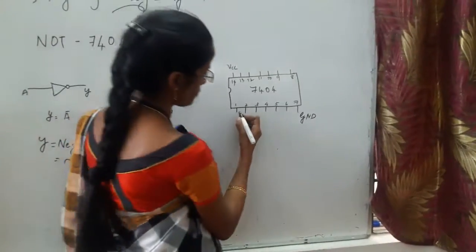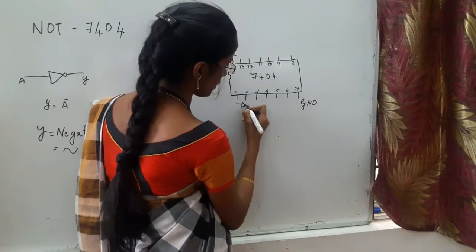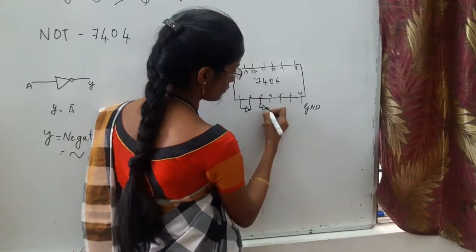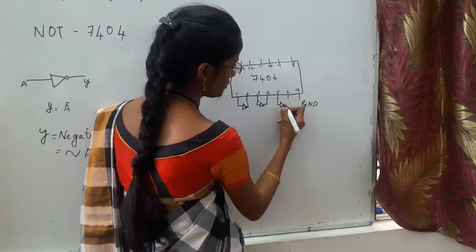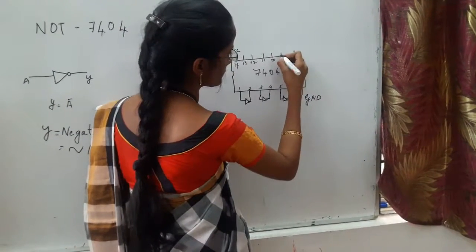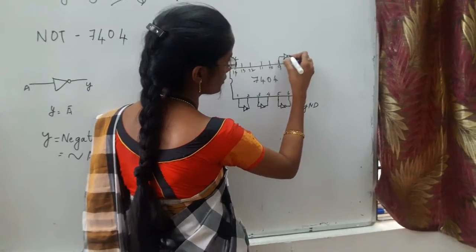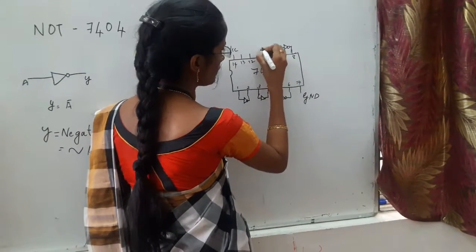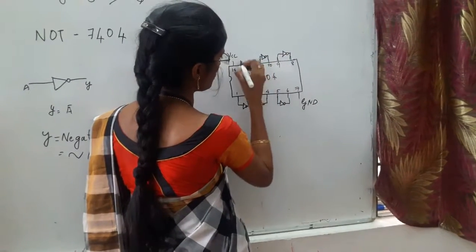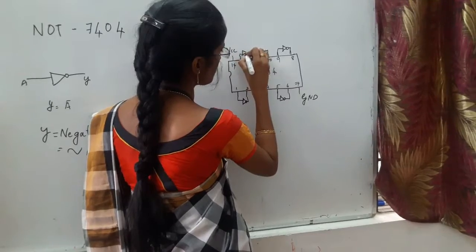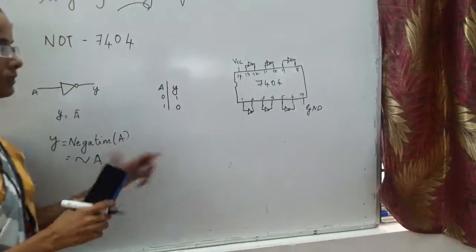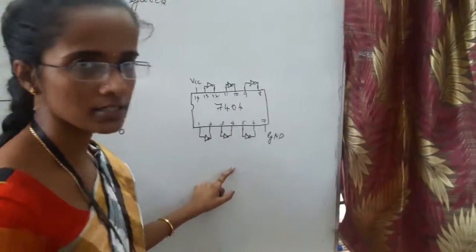So here 1 is the input, 2 is the output, 3 input, 4 output, 5 is the input, 6 is the output. Similarly 9 will be the input, 8 is the output, 11 input, 10 will be the output, and 13 will be the last input, and 12 is the output. So we will have a total of 6 gates inside one IC.